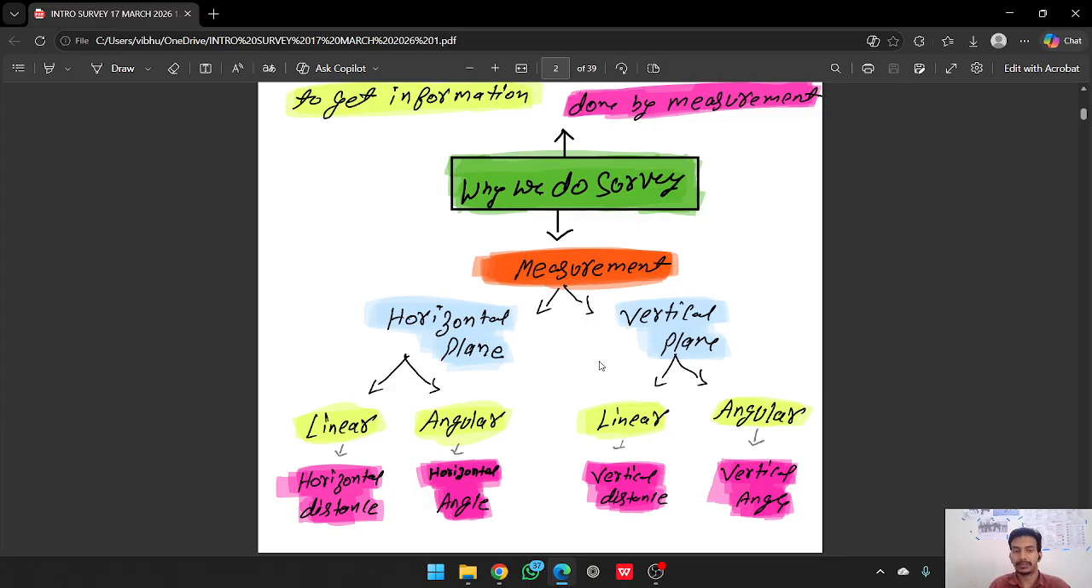two types. First, linear, which is also known as horizontal distance, and the second one is angular, which is also known as horizontal angle. And there is also the vertical plane in which the same linear and angular are. In linear, there is a vertical distance. In angular, there is a vertical angle.